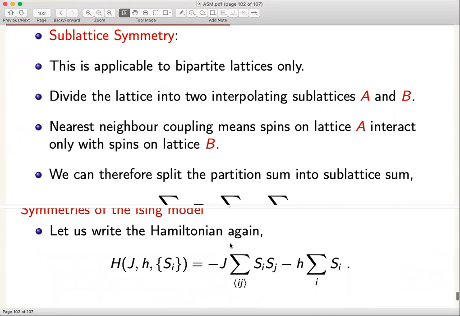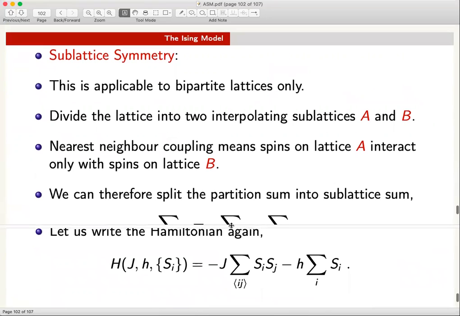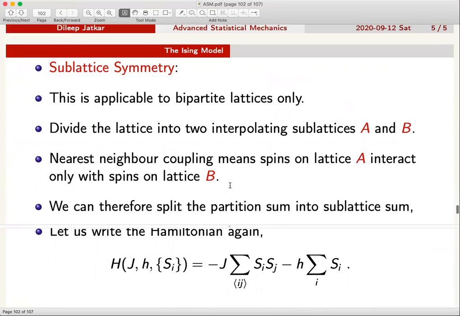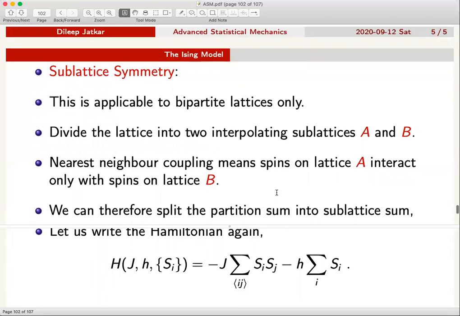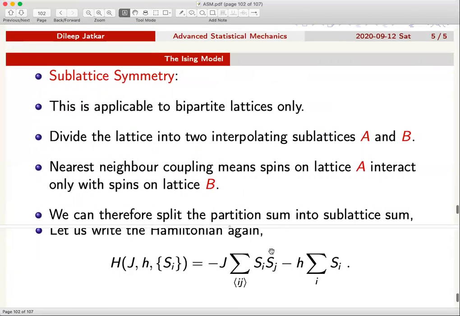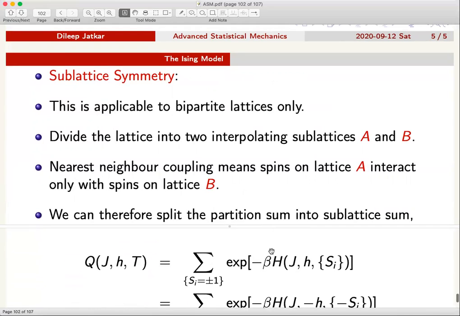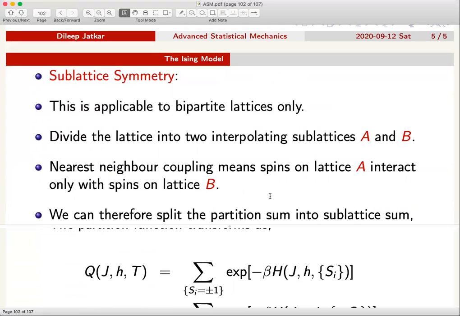Okay, so if you can divide the lattice into a bipartite form, then the sublattice A would have a nearest neighbor sitting on sublattice B. So when you have a Hamiltonian with nearest neighbor interaction, if Si is on sublattice A, then Sj is on sublattice B, and vice versa, of course. If that is the case, then the partition sum that we have written down, which is just the next page here, can be divided into a partition sum over two sublattices.